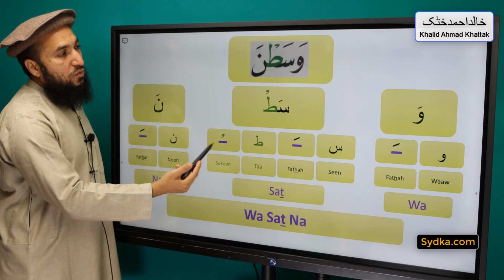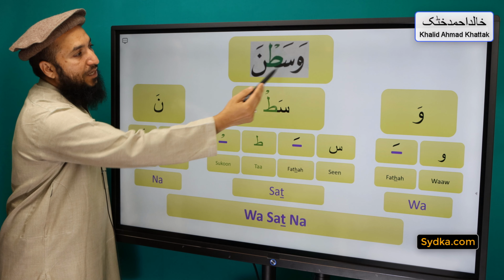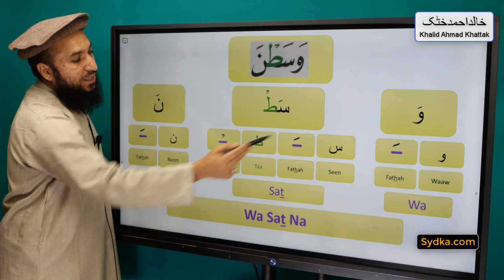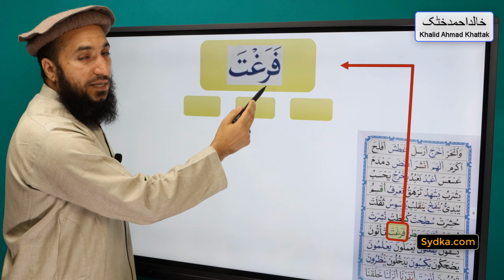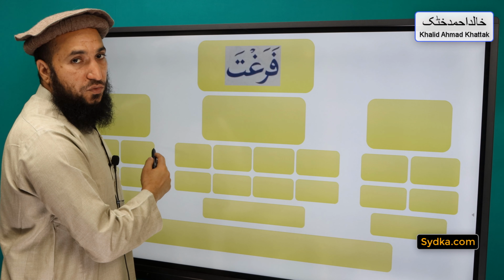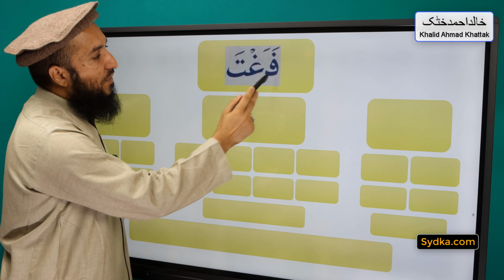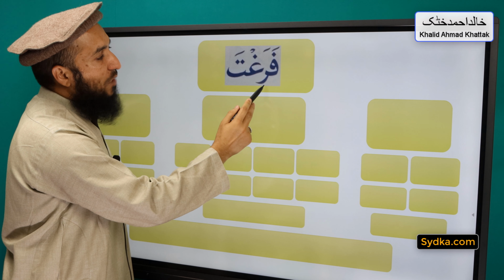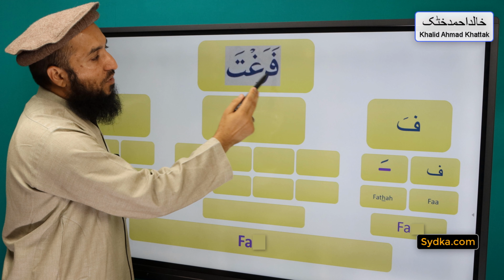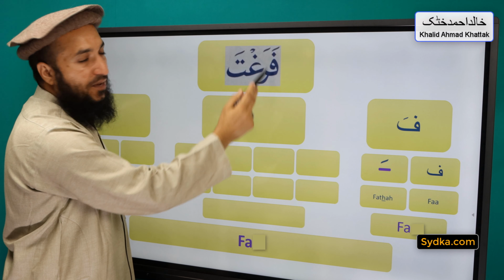Combining all 3 syllables together we have wasatuna, wasatuna, wasatuna. The next one we have is faraghta, and it can be divided into 3 syllables. The first one is fa, the second one is ragh, and the third one is ta. So the first syllable we have is fa fatha fa.